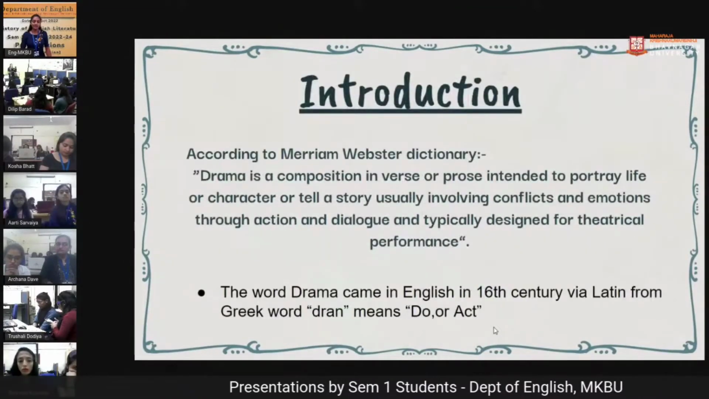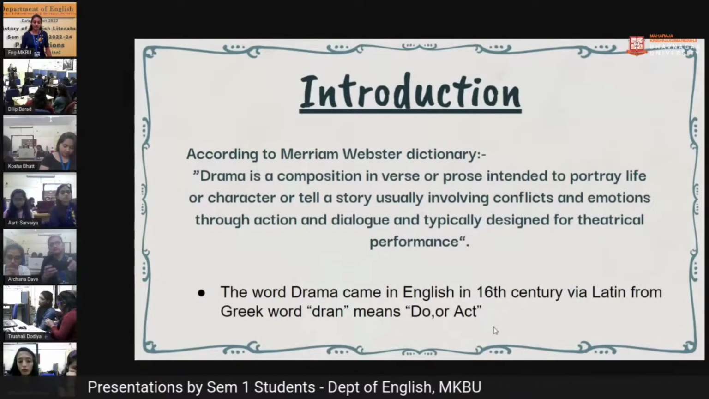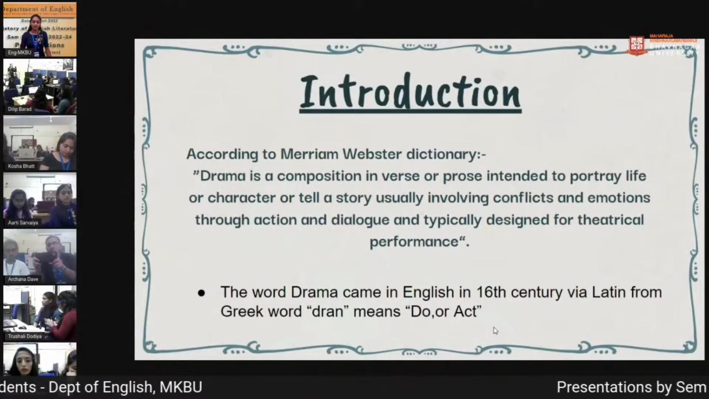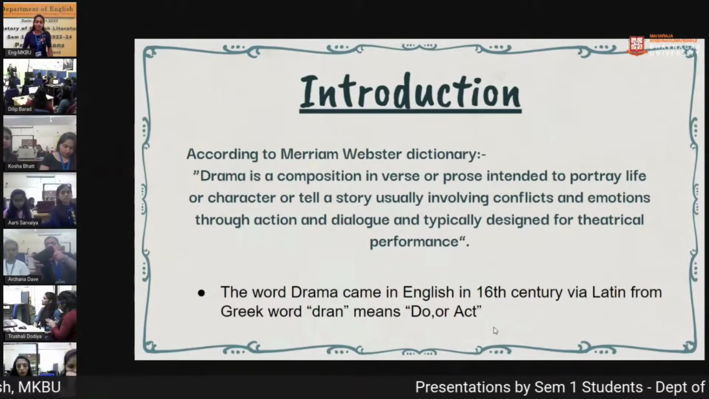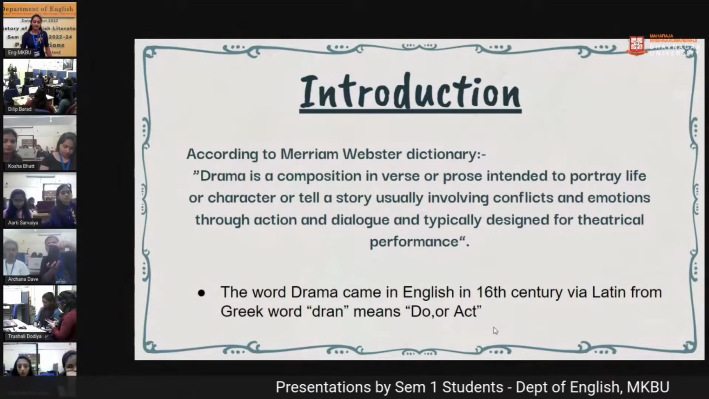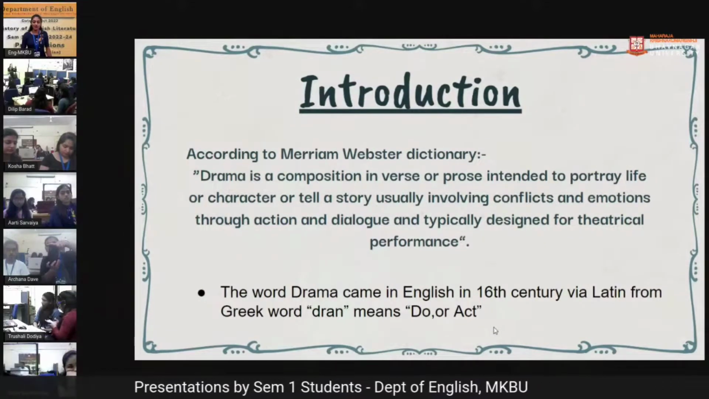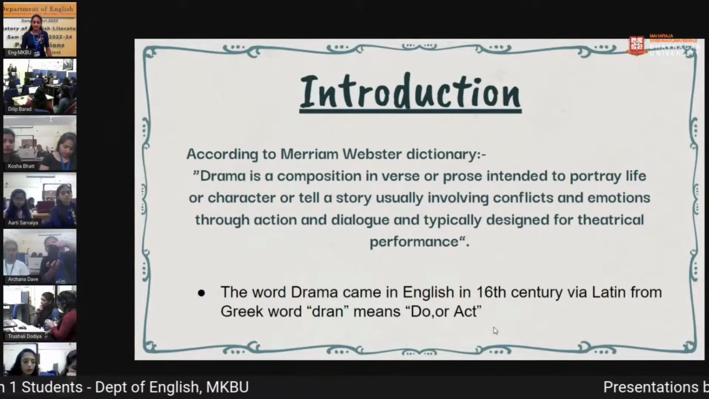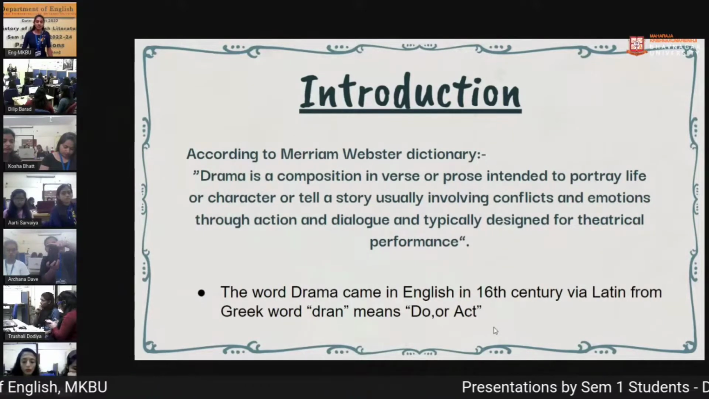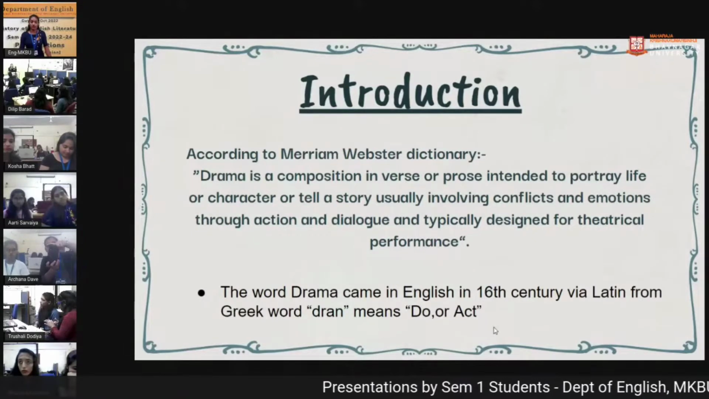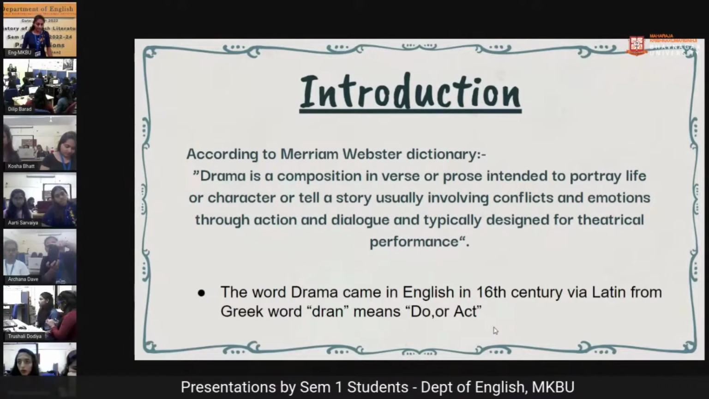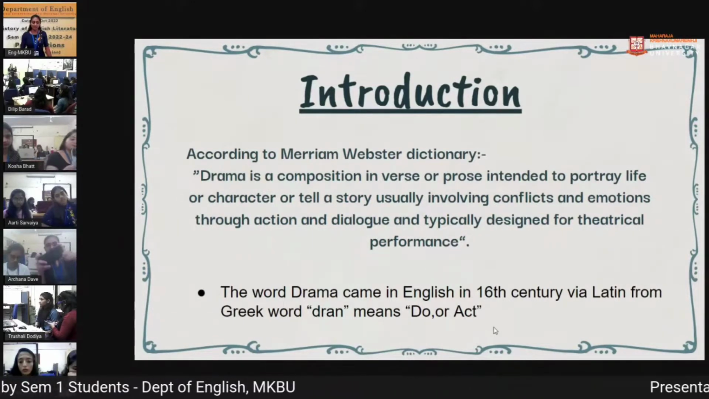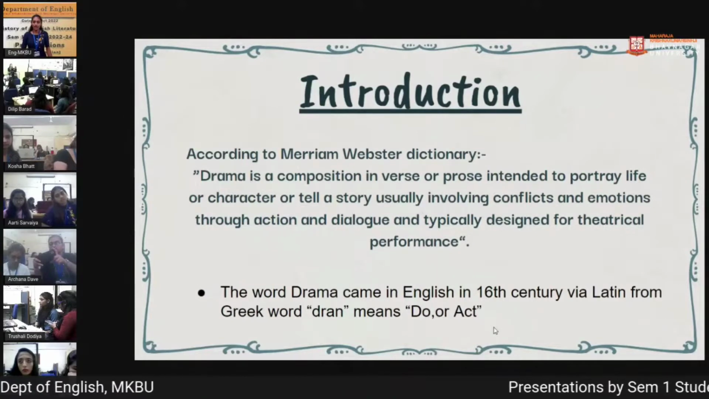Let's begin with a definition of drama by the Merriam-Webster Dictionary. Drama is a composition in verse or prose intended to portray life or character or tell a story, usually involving conflicts and emotions through action and dialogues, and typically designed for theatrical performances. So, drama is made to be acted, not made to be read. The word drama came into English in the 16th century via Latin from the Greek word dran, meaning do or act.